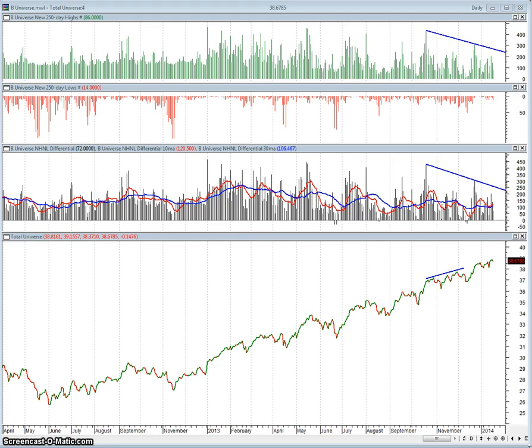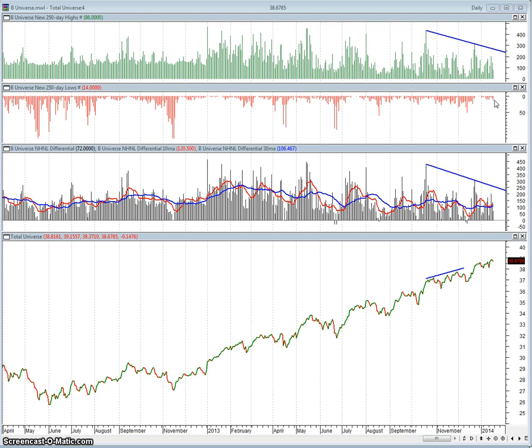Always a good one to start with so we can see how we're looking from a strength standpoint as far as making new highs. To me, this still looks pretty solid. Now, of course, we did drop off a little bit towards the end of the week, and the new lows started to increase a little bit, all the way up to a whopping 14 new lows.